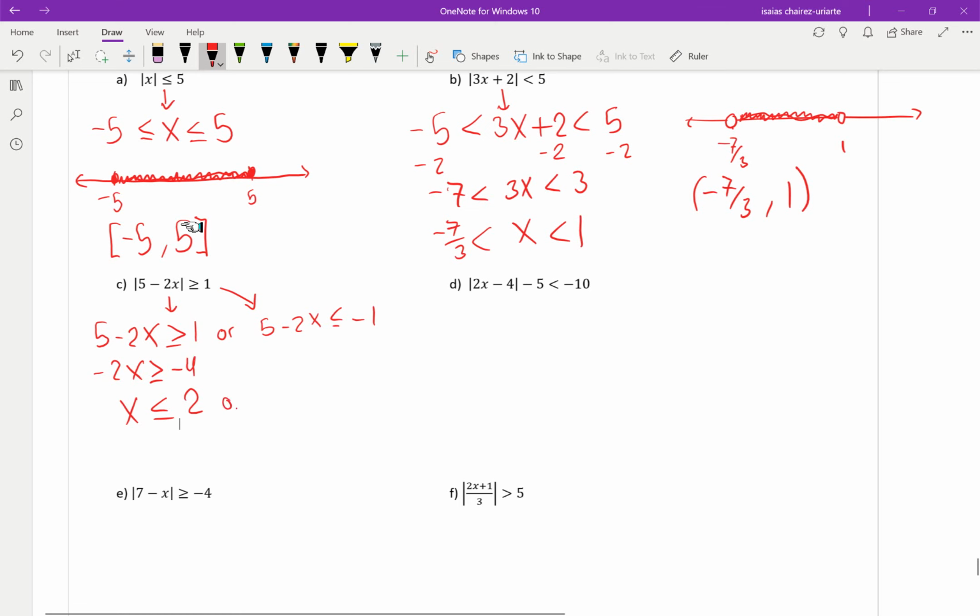Okay, so or. Now let me solve the other inequality. Again, I'm going to begin by subtracting 5 from both sides. Well, then that would say negative 2x is less than or equal to negative 6. Why? Because negative 1 minus 5 is negative 6. And then again, I'm going to have to divide everything by negative 2. So that's going to change the inequality. So then that's going to say x is bigger than or equal to positive 3. So hopefully we agree on this. Remember that if you multiply or divide by a negative, the inequality sign changes.